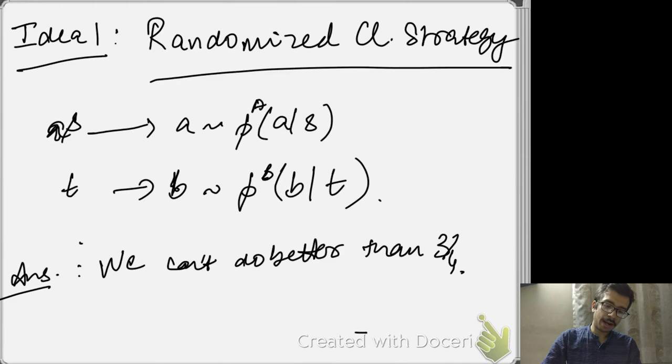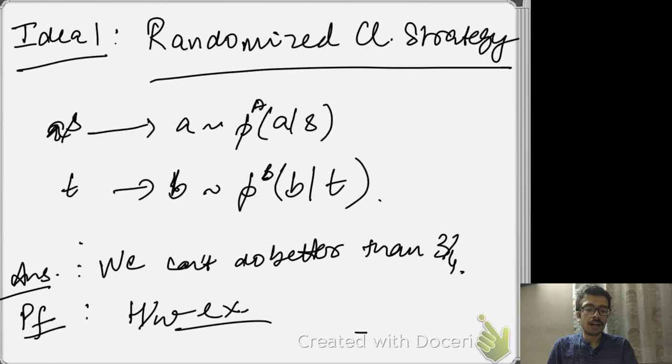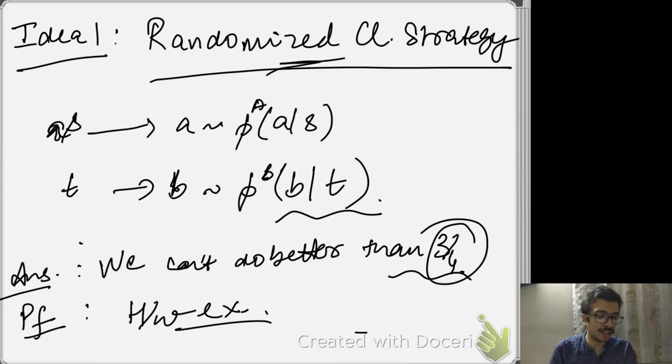The proof is left as a homework exercise for all of you. I can give you one hint: what you'll need to show is that the expected valuation for this randomized strategy is the average over the expectations of each of the deterministic classical strategies. So you will have to see how to do it. But the answer is that we still can't do better than 3/4. So even if we allow randomized classical strategies, the best possibility is still 3/4. So the next idea, as the name of the course suggests, is the quantum entangled strategy.